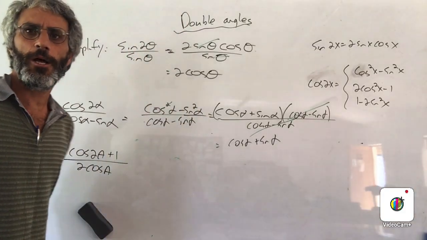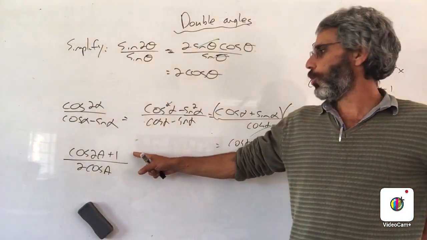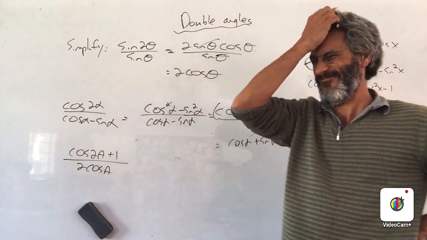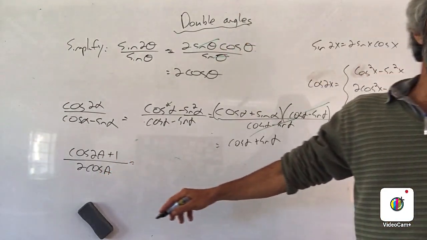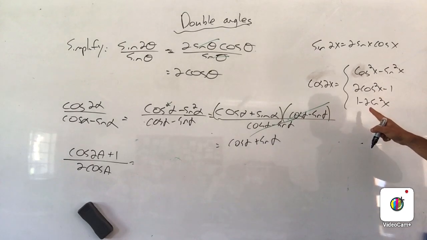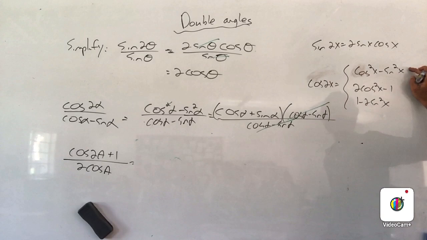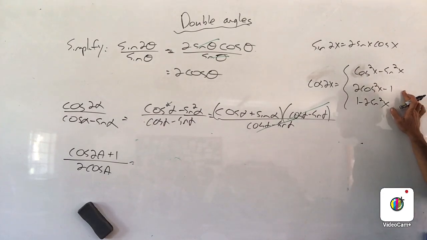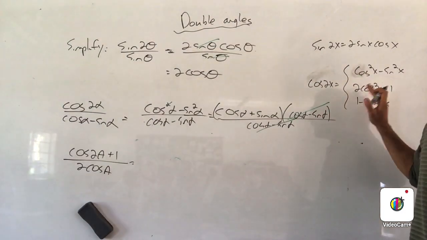Okay, next one. Cosine 2a plus 1 divided by 2 cosine a. So again, we've got a cosine double angle, which always is a bit more confusing because we have 3 options. What is your instinct telling you? Which formula should we use? First, second, or third? Second. Right, why second? Because I see 2 cos A. You've got a cos A there, so maybe with a little luck you can cancel something here.